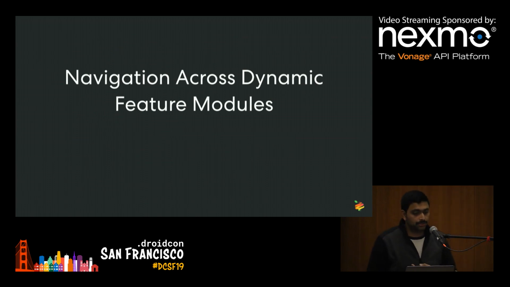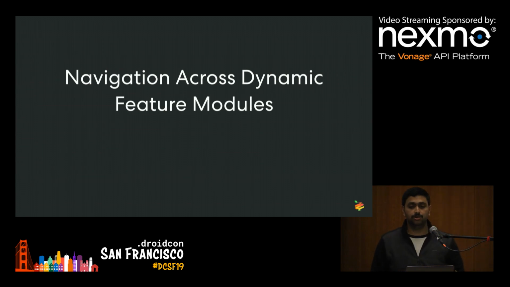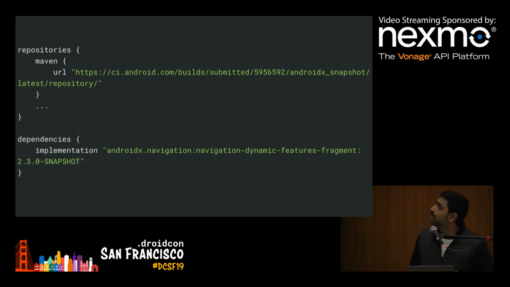This is one of the newer features where you can navigate across dynamic feature modules. Dynamic feature modules, if you don't understand, is where you dynamically download a particular module, a piece of code, into your application as and when the user is using your application, so that you don't have to bundle everything when they first install the application. For that, you just have to add a nice little Maven URL over there, and then you say you want to include dynamic feature fragment, and 2.3.0 snapshot is the version right now.